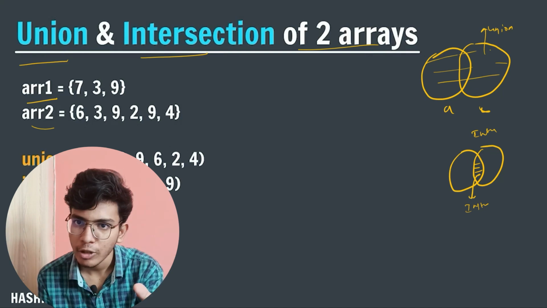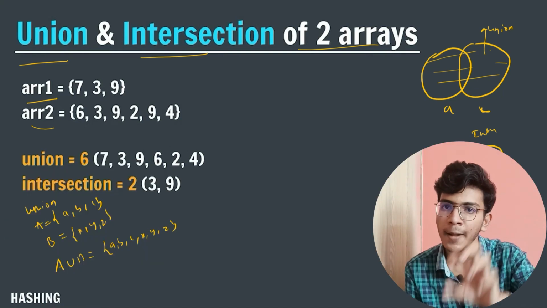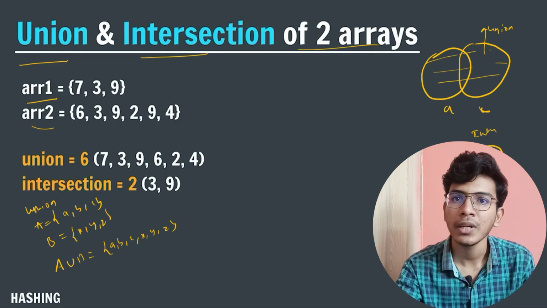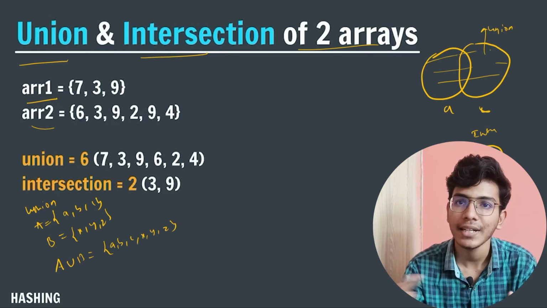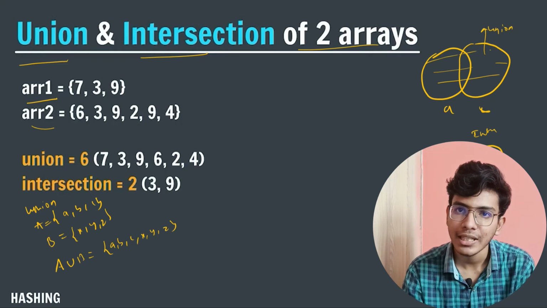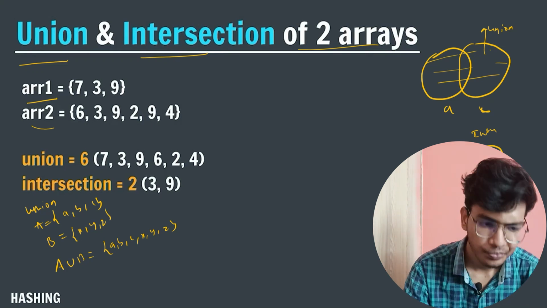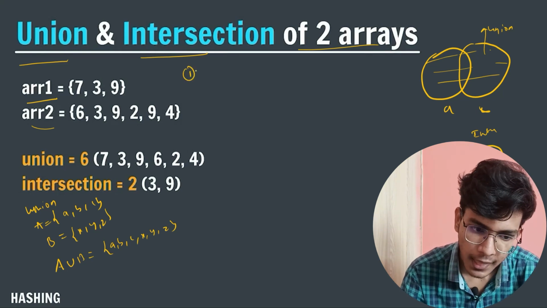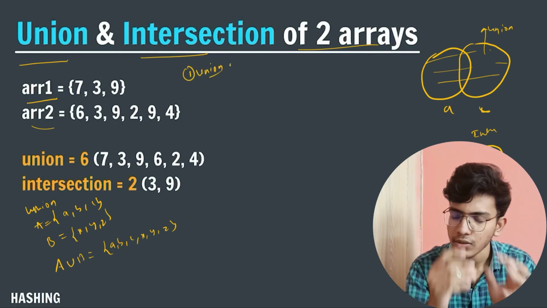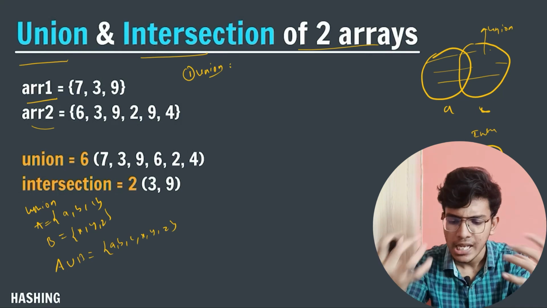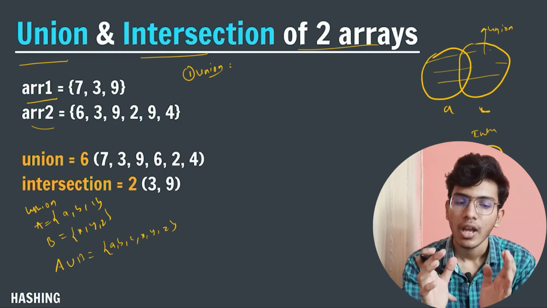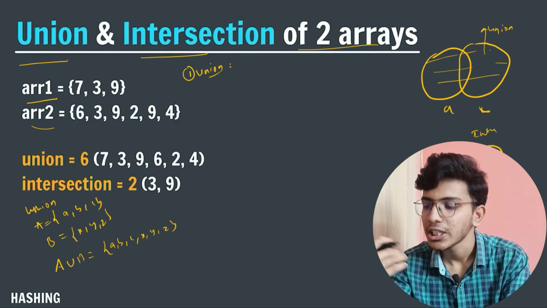Now the user will give me two arrays and I need to tell how many union elements there are when I perform the union operation, and how many elements there would be when I perform the intersection operation. I need to tell my user. So how can we do this question? First of all, let us talk about union. Whenever I see union, intersection, distinct elements, unique elements, I will try to apply the concepts of sets.